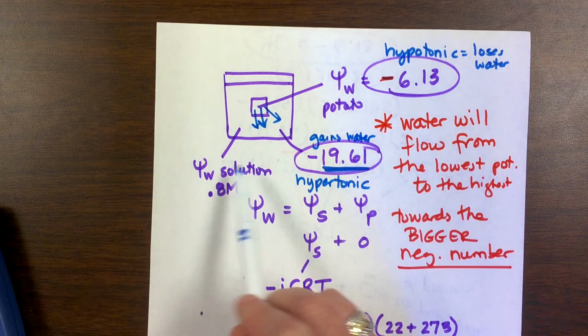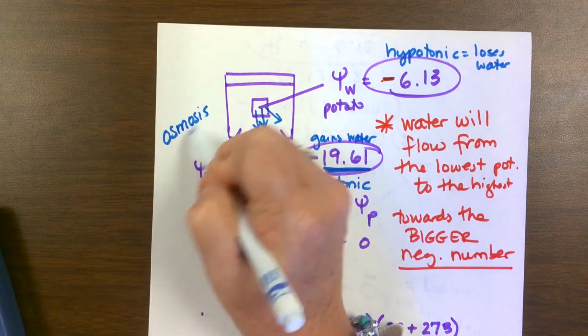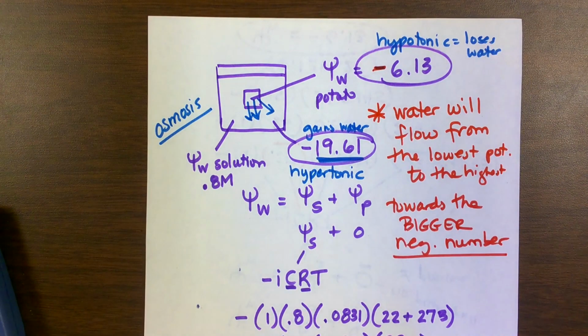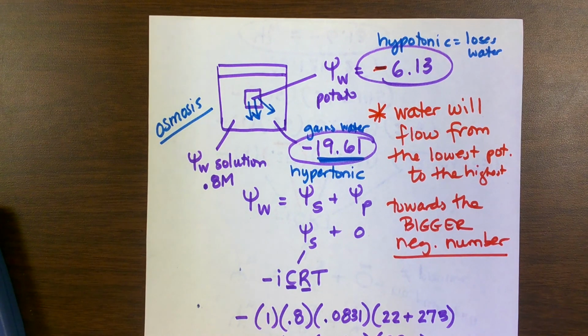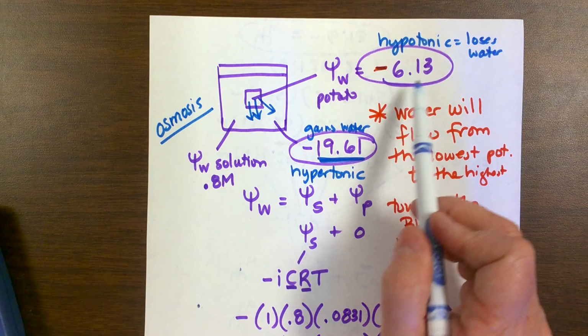And because water is flowing out, this is called osmosis. Osmosis is the movement of water from high water concentration to low water concentration. But when you're doing water potential, it moves from this smaller negative number to the larger negative number.